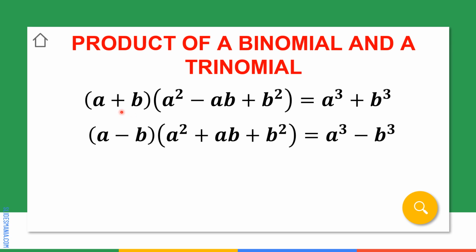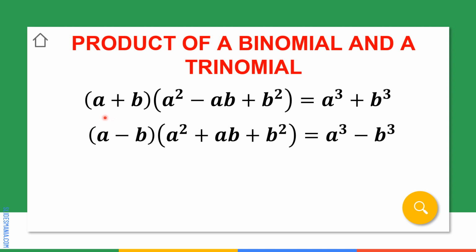The binomial is given by a plus b, and the trinomial is in this form: a squared minus ab, the product of the two terms, and lastly b squared. Otherwise, you cannot use this special product if the binomial and trinomial that you are multiplying are not in this form. So it is very important that you check first the given before solving.